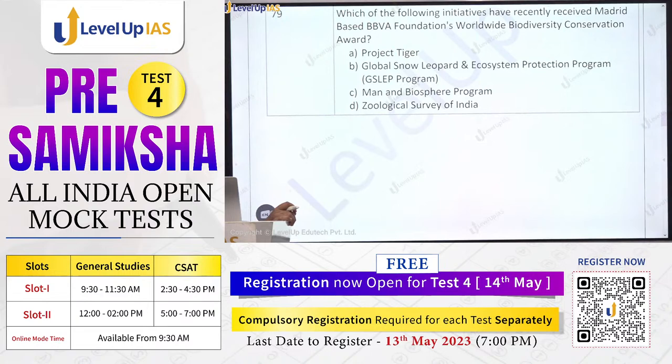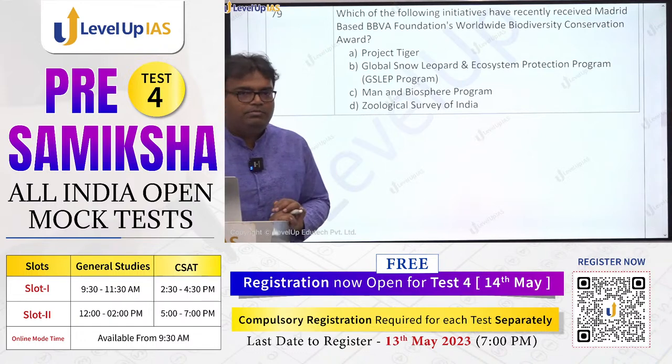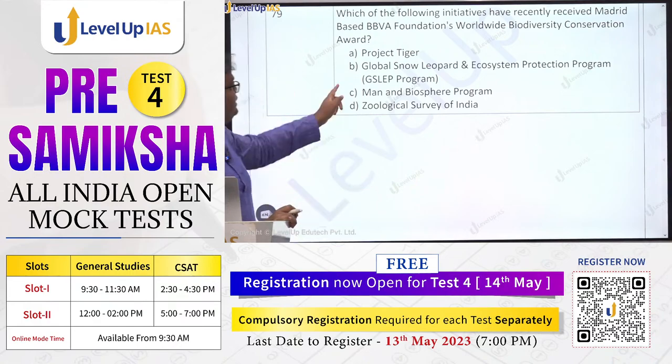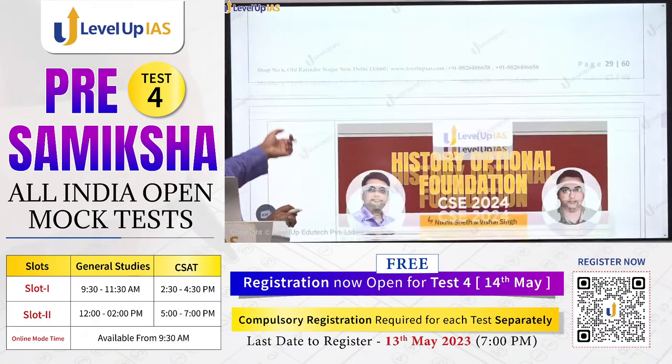79. Which of the following initiatives have recently received the Madrid-based BBVA Foundation Worldwide Biodiversity Conservation Award? We read this in class, it was in the news. Who received the BBVA Foundation award? The Global Snow Leopard Ecosystem Protection Program, and two Indians had gone to receive it. B is the answer. 79, B is the answer.